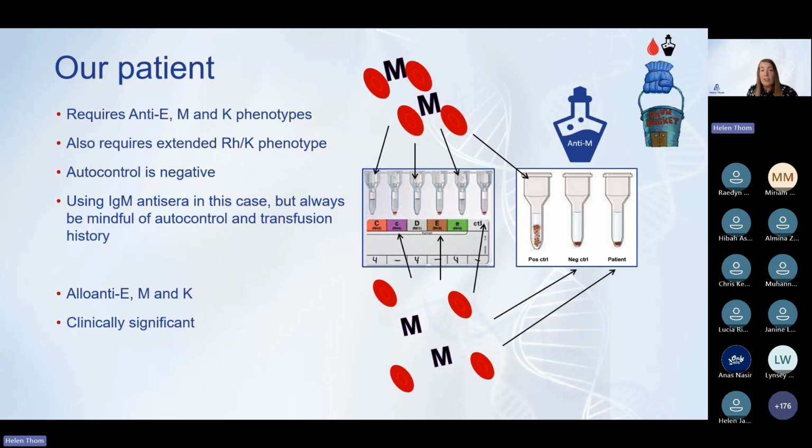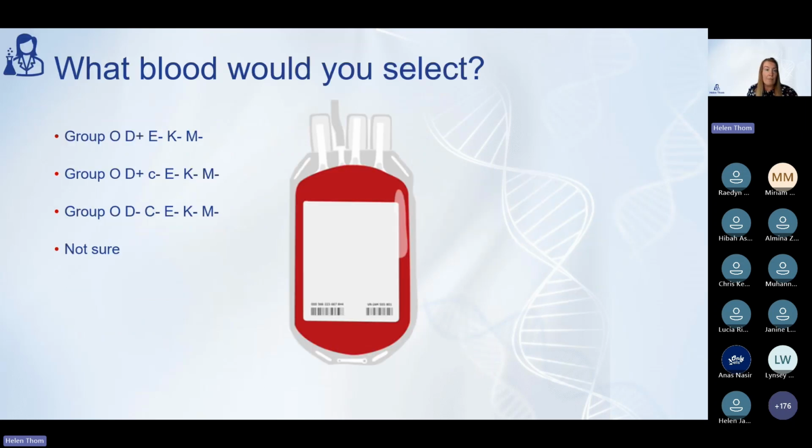So this is the patient results here. We've got agglutination in our big C, D and little e and our positive control. There's no agglutination in the little c, big E and our control. So this patient, these are alloantibodies because the patient's lacking the antigen on their red cell, and we've already seen that they're clinically significant. So what blood would you select for this patient? If you can launch the poll, please, Anas.